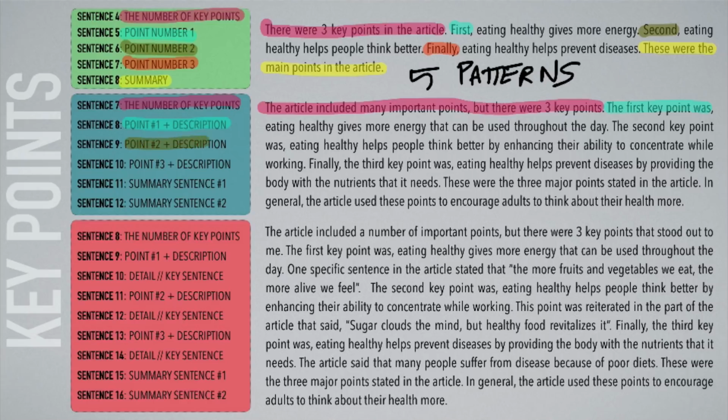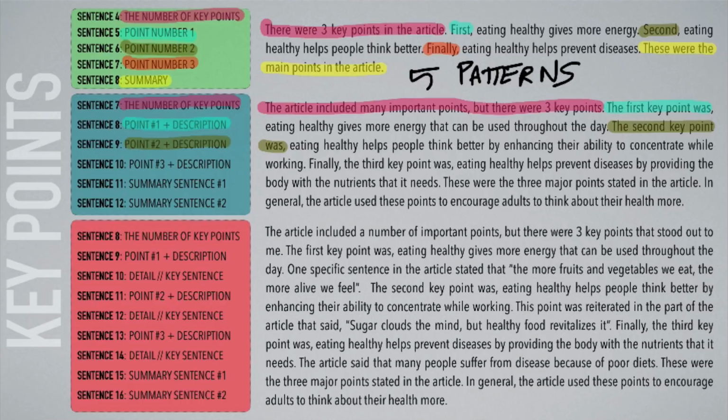Point number 2 plus description. Okay, it says, the second key point was eating healthy helps people think better by enhancing their ability to concentrate while working. And the pattern here is "the second key point was." Okay, very easy, very simple, this pattern for the intermediate level.